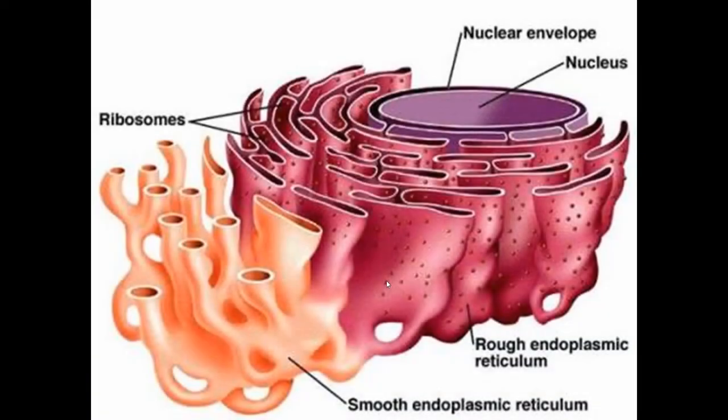So these are the important functions of endoplasmic reticulum. Again, you can see in this image, in rough endoplasmic reticulum, you can see dot-like structures. These dots are nothing but ribosomes. It assists in the protein synthesis, and this one without ribosomes is known as smooth endoplasmic reticulum.